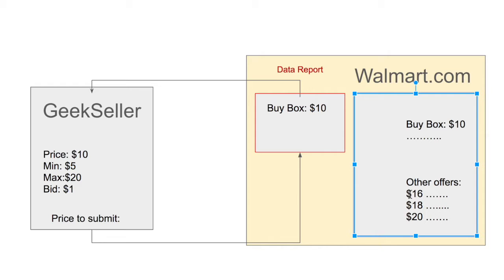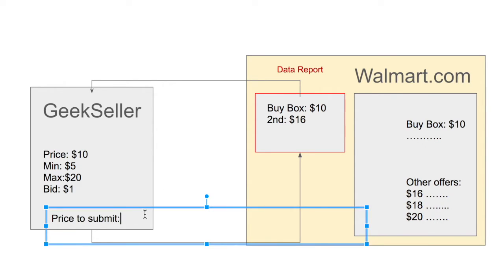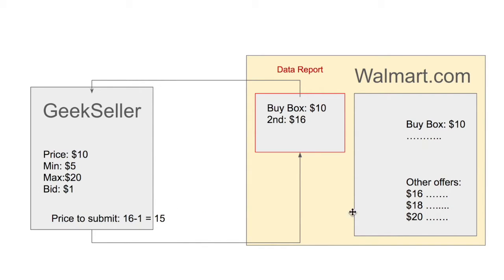We also read information about other offers. Walmart is providing this data in the report. They always show the second best offer. What's the value of the second best offer? In this case, it's 16. So if GeekSeller is reading this information and it sees that the second best offer is $16, we can easily offer $15 and still win the buy box. So we can do 16 minus 1, which is our bid, and this is 15. So we can submit 15. And that's what we're gonna do.